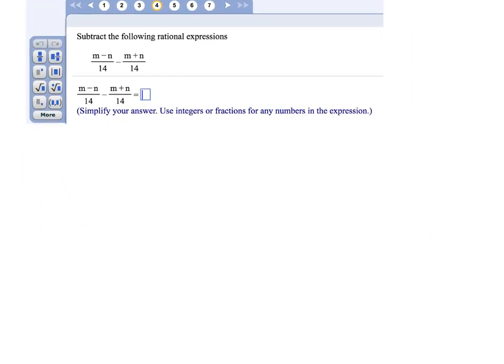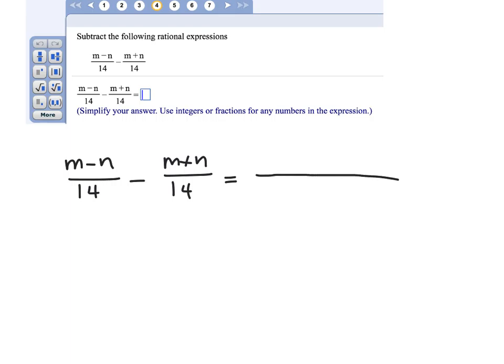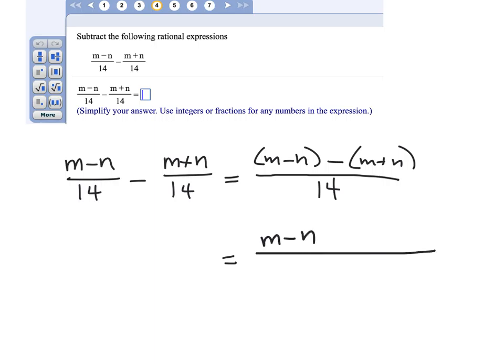So we already have common denominators. So you've got m minus n over 14 minus m plus n over 14. And what makes this question so tricky is that we're going to get our signs messed up. So this becomes m minus n minus m plus n over 14, because we already had our common denominator. Because there's no coefficient in front and no sign, it's positive, so we can just drop the parentheses for that first portion. But this guy right here, that is the distributive property. So this becomes negative m minus n, all over 14.